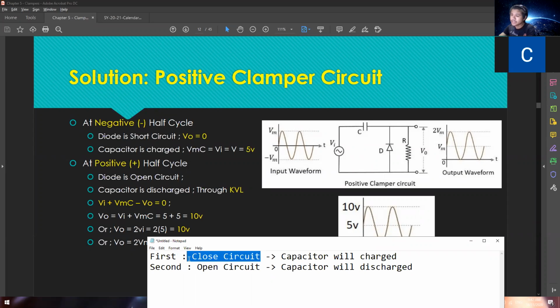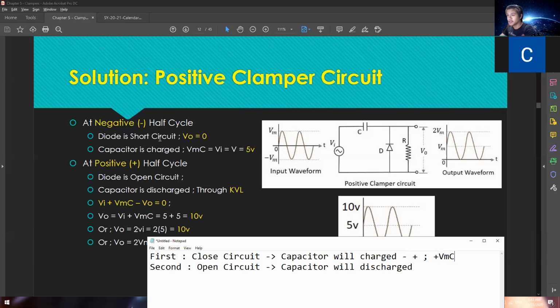So if it's a closed circuit, then that's the only time that your capacitor will charge. In this case, we have here a polarity of negative and then positive. It will be charged negatively and then it will be discharged positively. So as a result, this one is a positive VC, or VMC. That is during the negative.